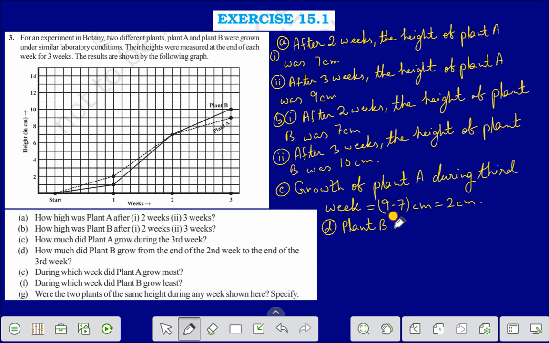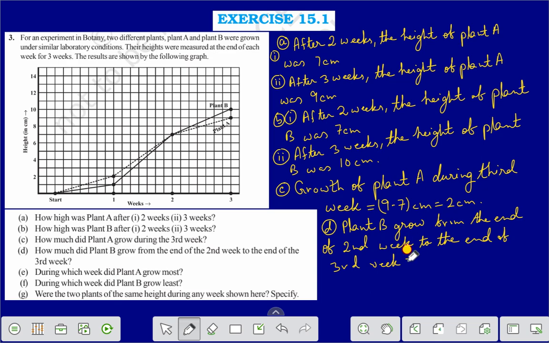The growth of plant B from the end of second week to the end of third week is equal to, in second week plant B was 7 and in third week it is 10 cm. 10 minus 7 cm, and that comes to 3 cm. This is the answer of question number D.